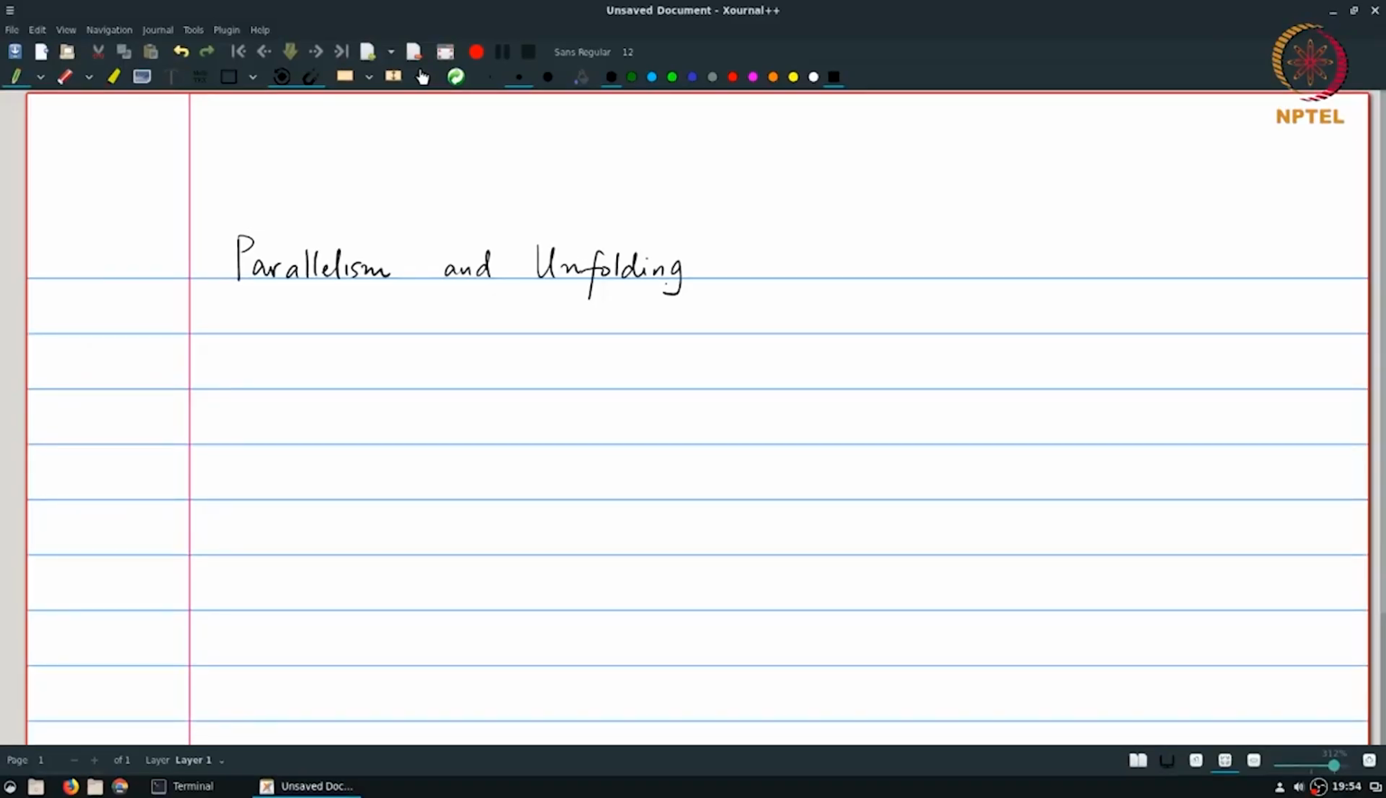In this video, we are going to take a slightly more in-depth look at the concepts of parallelism and unfolding as they can be applied to certain kinds of signal processing algorithms. As an example, we'll take up a simple FIR filter defined by the equation y of n equals a times x of n plus b times x of n minus 1 plus c x of n minus 2.